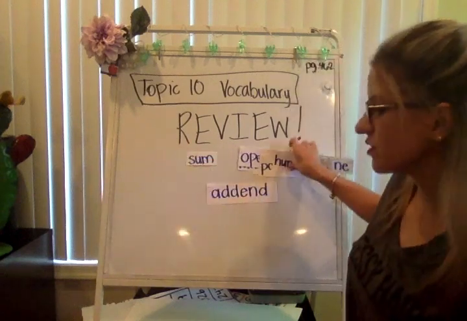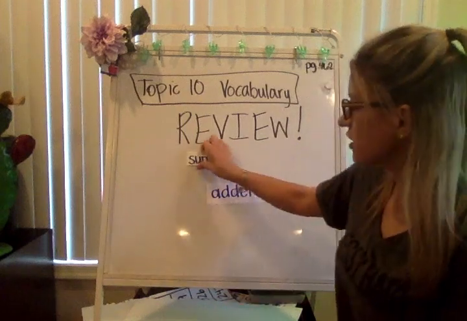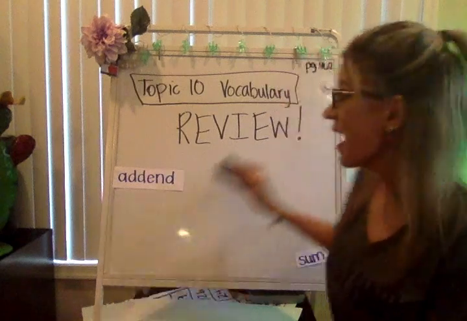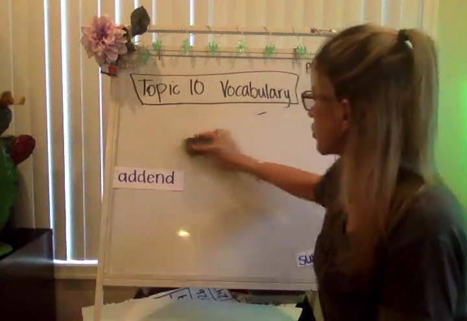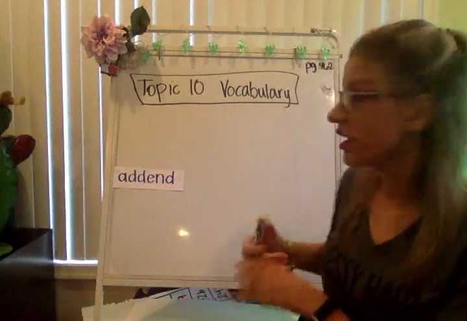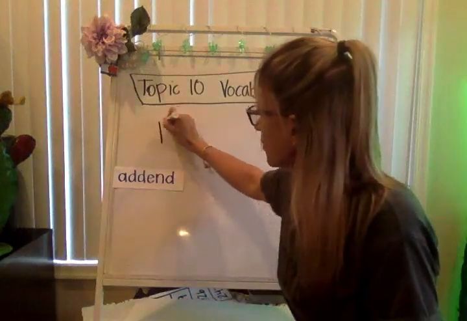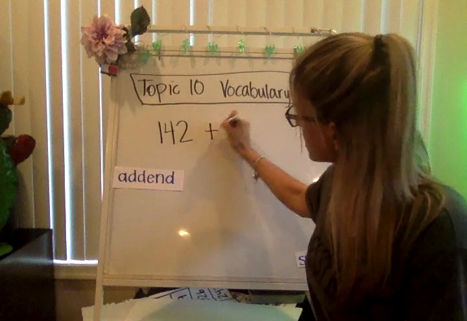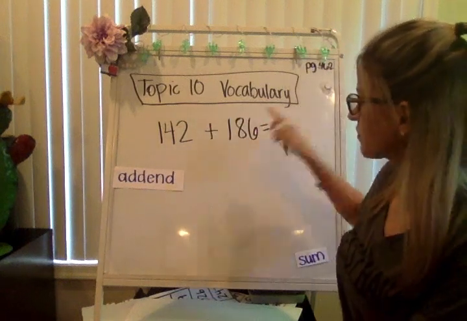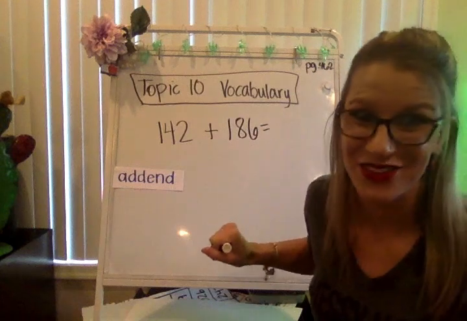Now, a few of these have a lot in common. I'm going to start first with the word addend. An addend refers to a number that is added. So, for example, if I had 142 plus 186 equals, well, now I've got to have a problem I've got to solve real quick. Hold on.